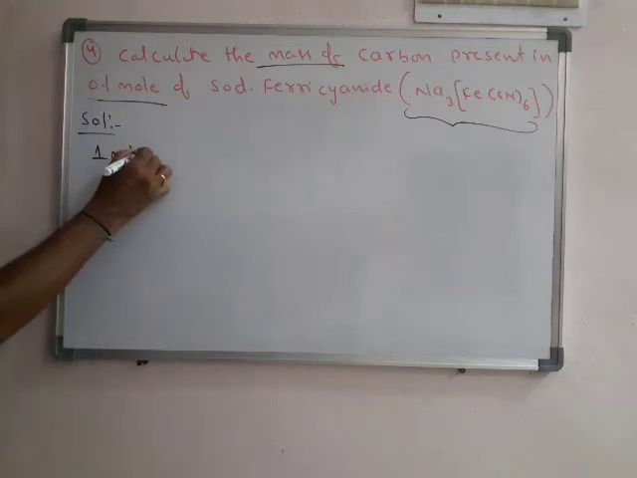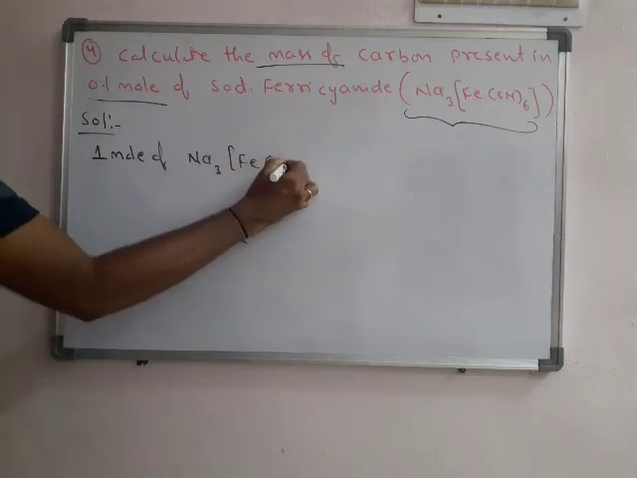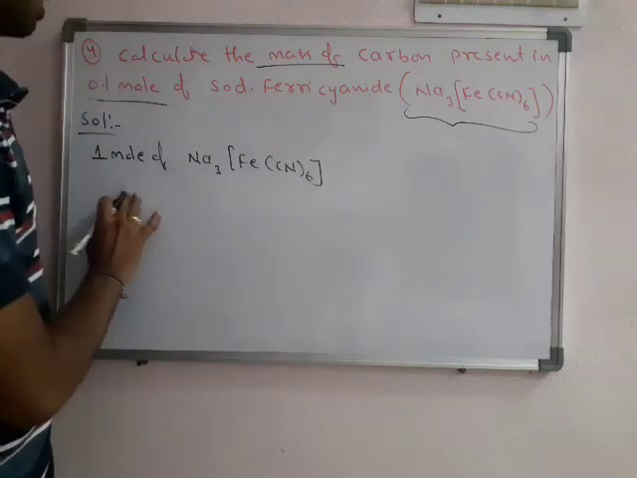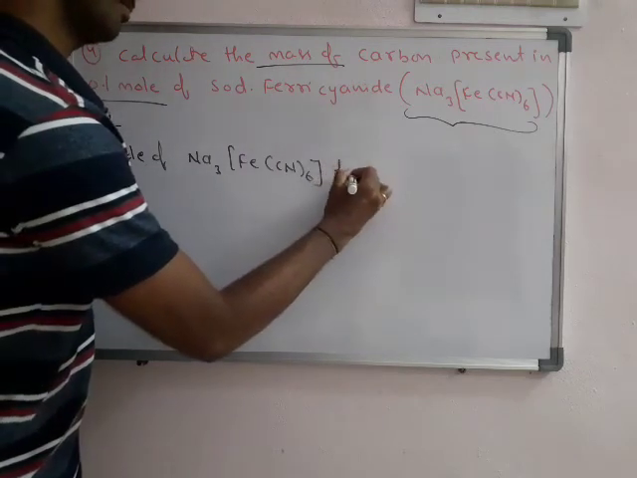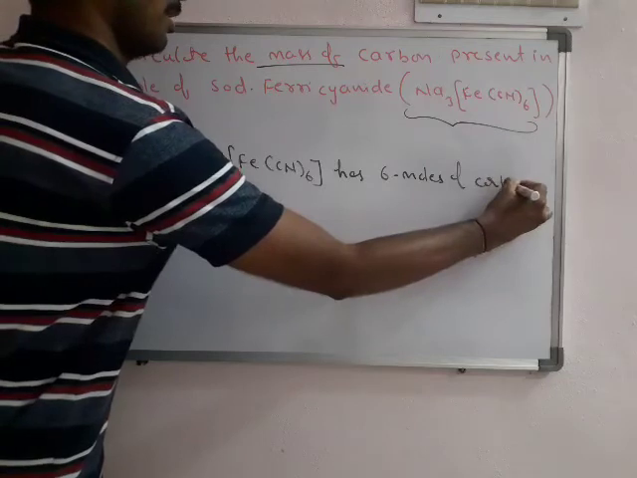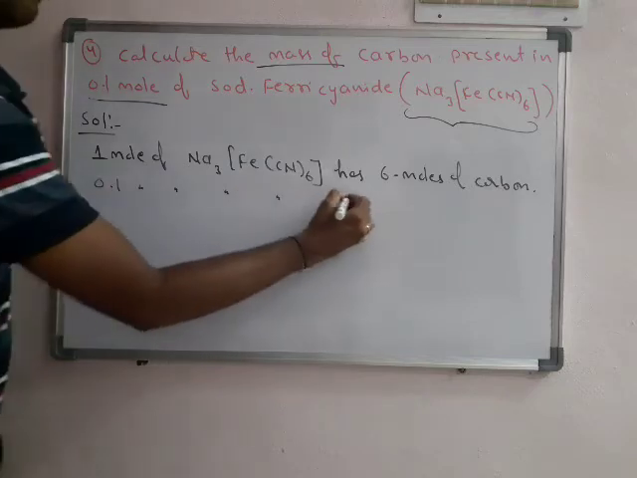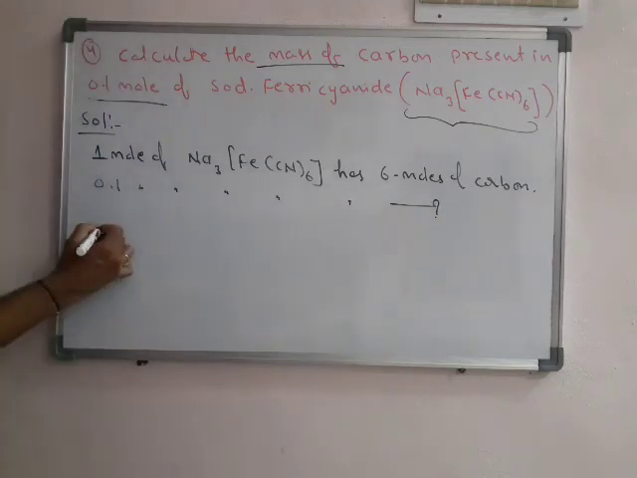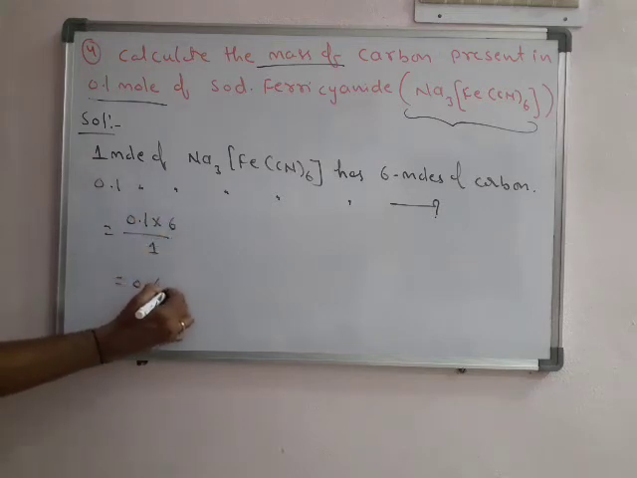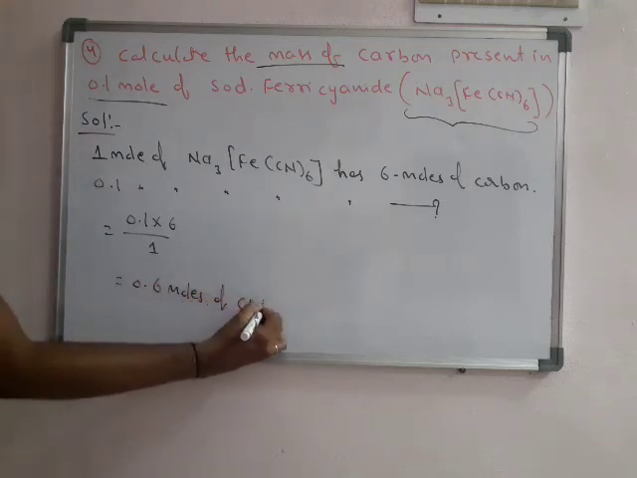Here, 1 mole of sodium ferricyanide, the CN is taken 6 times. Okay. Ferricyanide contains how many moles of carbon? It has 6 moles of carbon. Then what about 0.1 mole of sodium ferricyanide? How many moles does it have? 0.6. That is 0.6 moles of carbon.